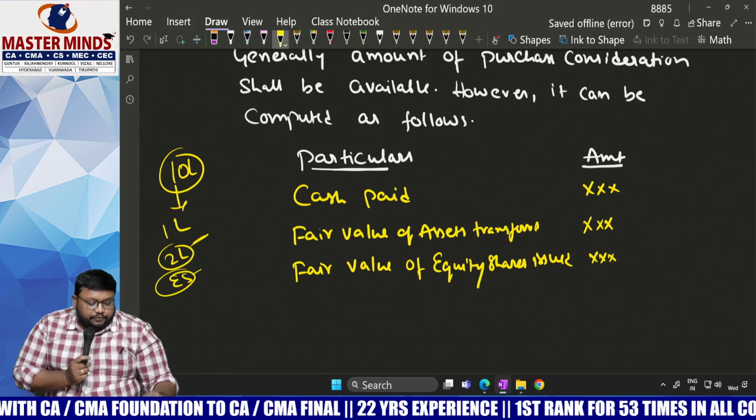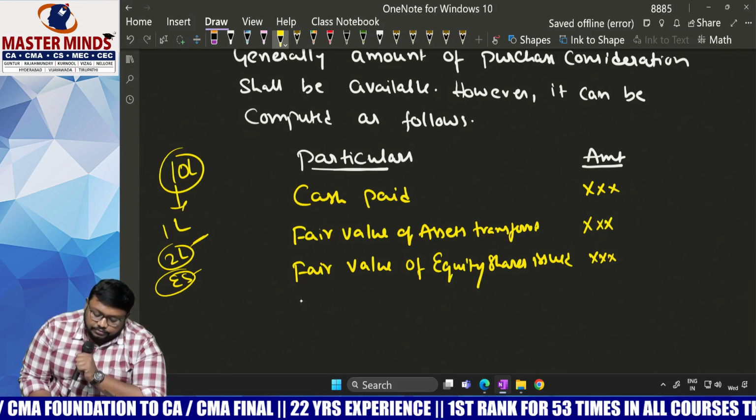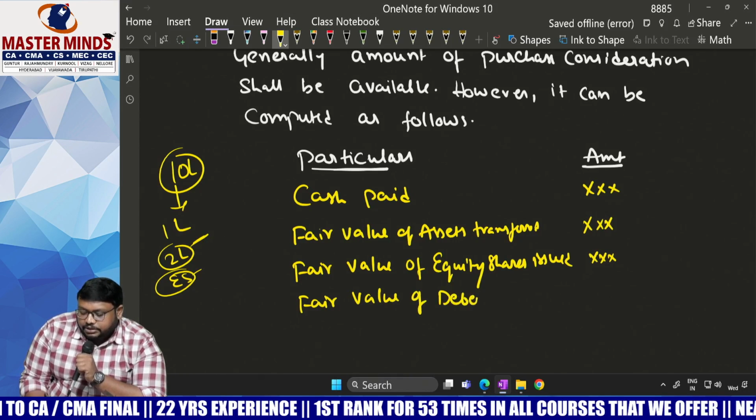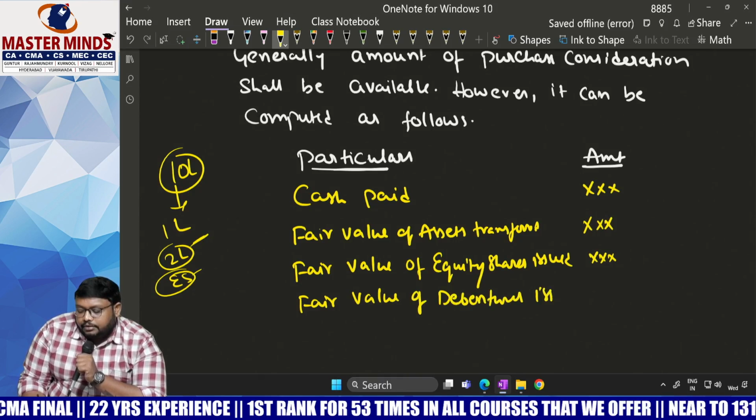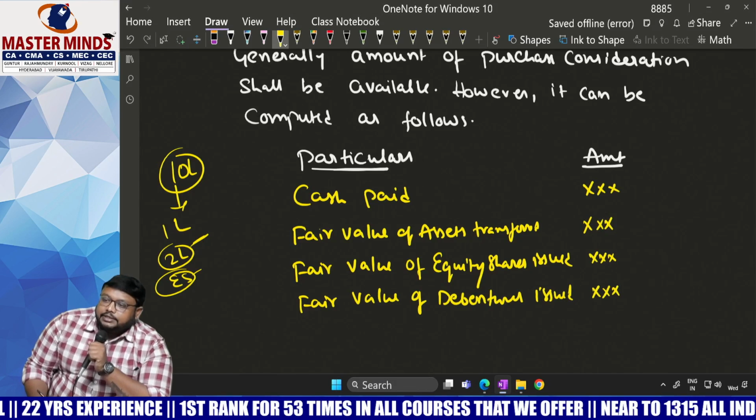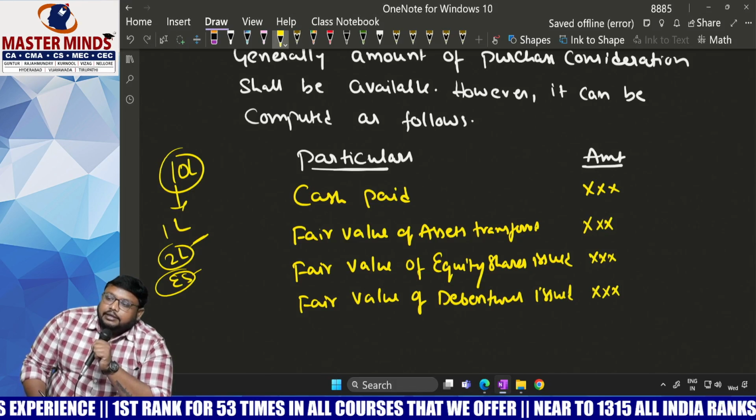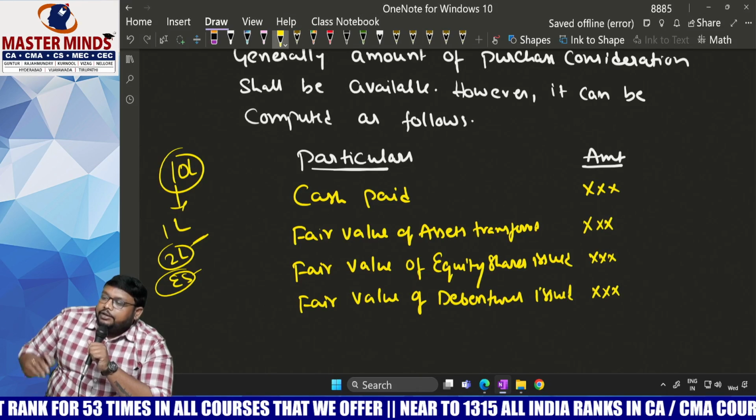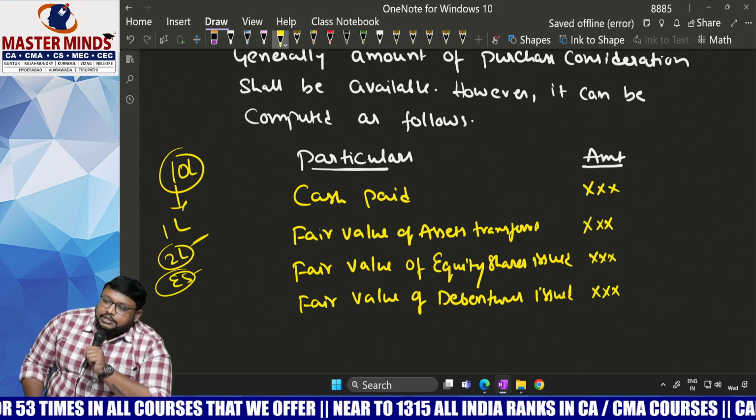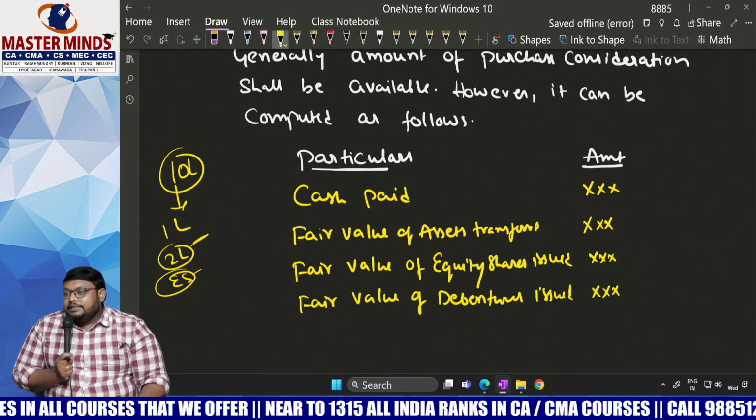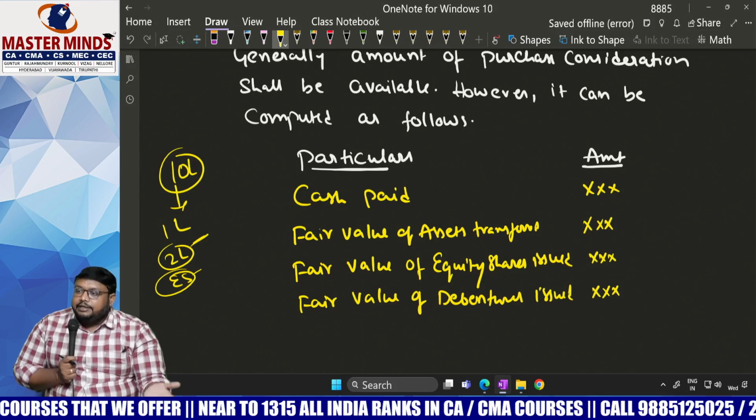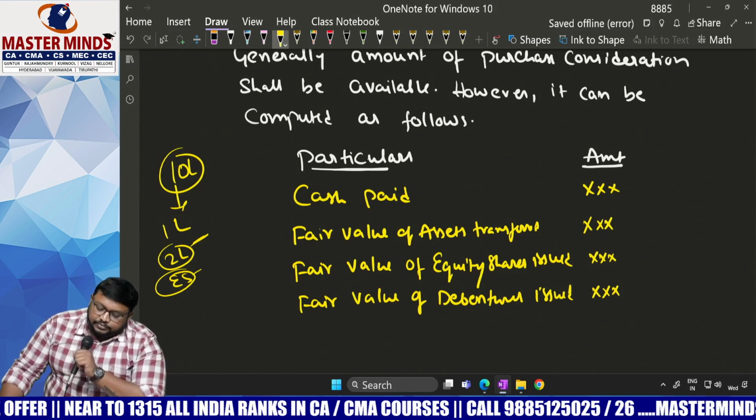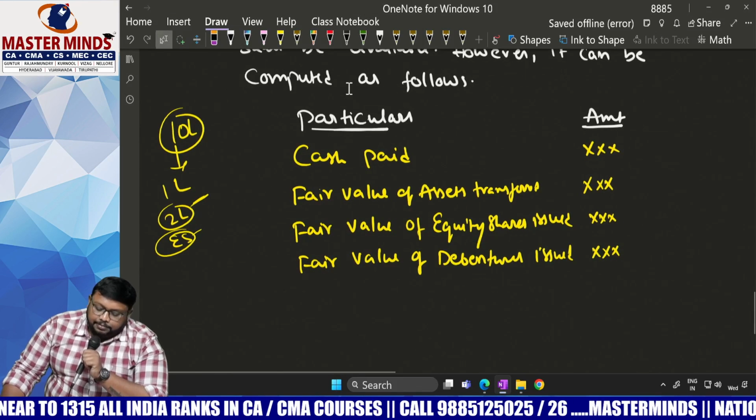Next one, fair value of debentures issued. So you are giving purchase consideration in the form of debentures. That means instead of paying cash, you are giving debentures of your company. Now for those debentures also, we have to consider fair value. What is the fair value of the debentures that you are issuing? Simply, we can say that if the other company sells the debentures on the spot, how much they will realize, that we call the fair value. Okay, up to here clear?